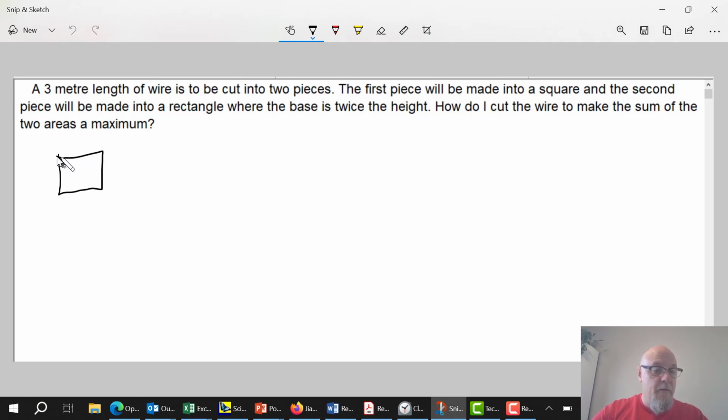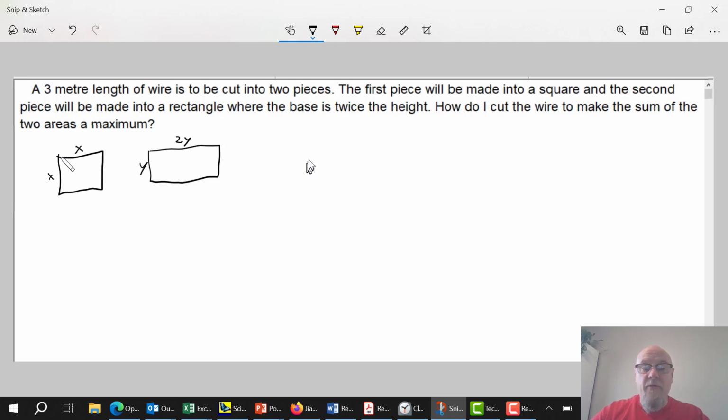There's the square. If it's a square, it's going to be x and x, so the area would be x squared. Here's the rectangle, and the base has to be twice the height, so this has to be 2x and this has to be x. So its area would be 2x squared. Oh, wait a minute. I don't know ahead of time if this side of the rectangle is the same as this side, so I'm going to call that y, because I don't know if they're supposed to be the same.